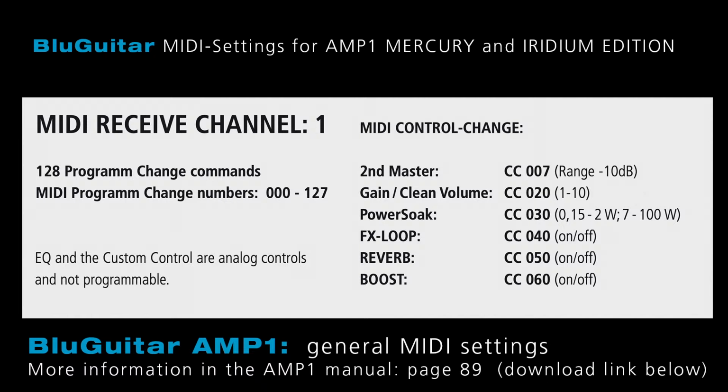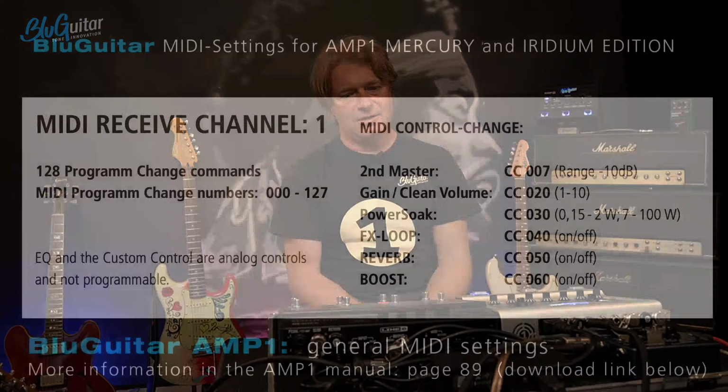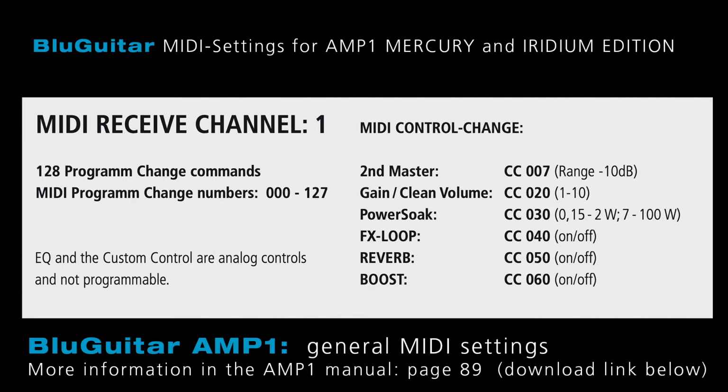Yeah, and the other control change number is CC20, and 20 does gain. So you can dial in any kind of gain for any of the AMP1 channels. And that's another beauty because it gives you so much more sounds from the AMP1. And we have the powersoak on CC30. And the powersoak kind of limits the output power of the AMP1 and gets it into saturation at a lower volume level, if you like that. Some people believe they can't play without the powersoak.